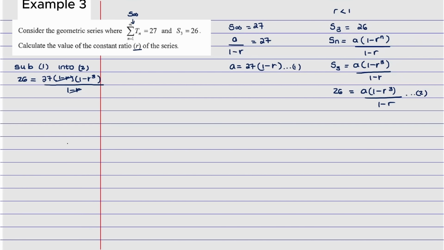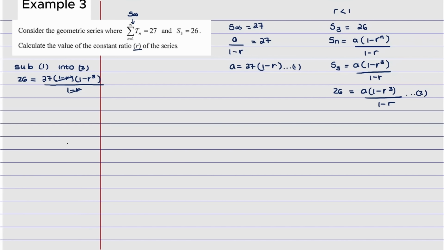So now this is going to cancel out. So you're going to be left with 26 equals what? To 27, then open bracket 1 minus r cubed, right? So you're going to divide both sides by 27. So it's going to be 26 divided by 27 equals 1 minus r cubed.